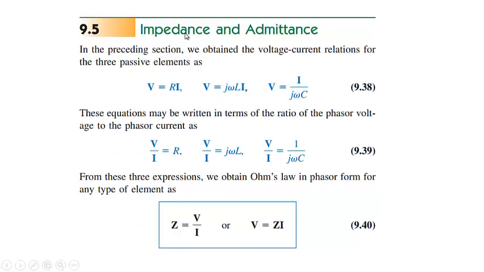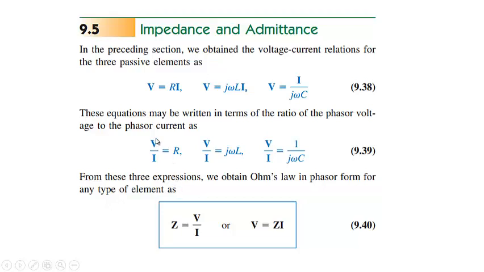Now coming to impedance and admittance. In the preceding section, we have just calculated V is equal to R into I in case of resistance, V is equal to j omega L into I in case of inductance, and V is equal to 1 divided by j omega C into I in case of capacitance. So in general, we can write them in terms of V divided by I. So V divided by I for this is equal to R, V divided by I is equal to j omega L, and V divided by I for this is equal to 1 over j omega C.